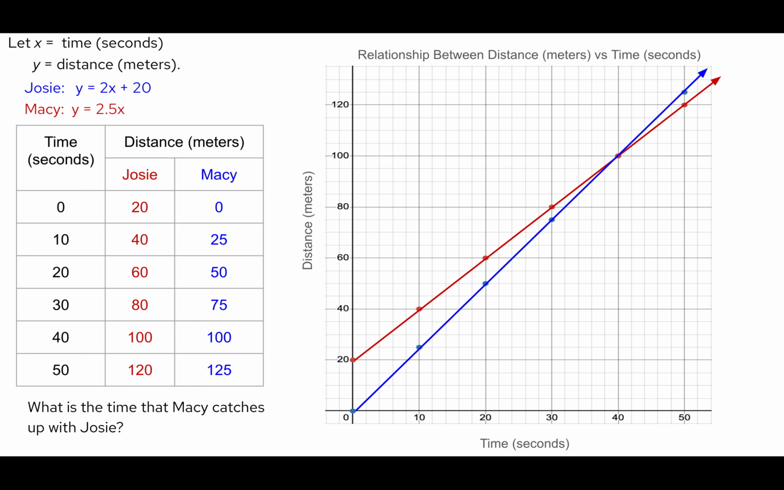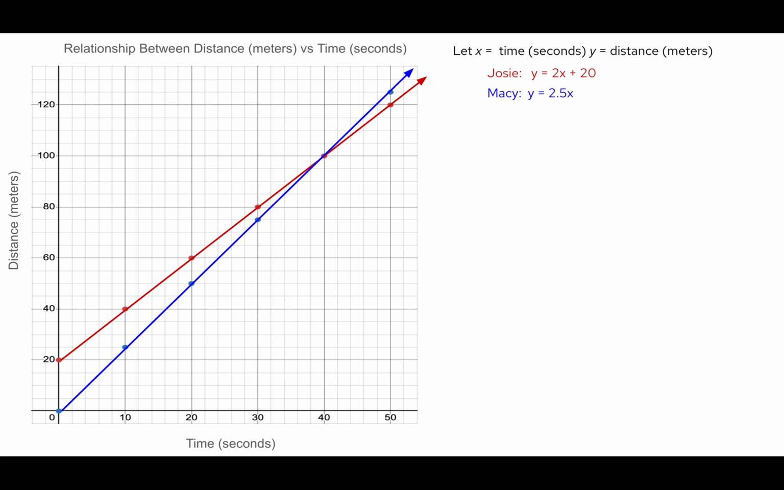Now, when we look at this, we can answer some questions. And we can answer the questions using the table and also the graph. So my first question is, what time does Macy catch up with Josie? Looking at the table, it's where their distance would be the same. And here their distance is both at 100, so it would take 40 seconds for them to be at the same distance, which is 100 meters. In the graph, we can look at where it intersects, and they intersect here at 40 seconds. And again, it would be 100 meters and 40 seconds.